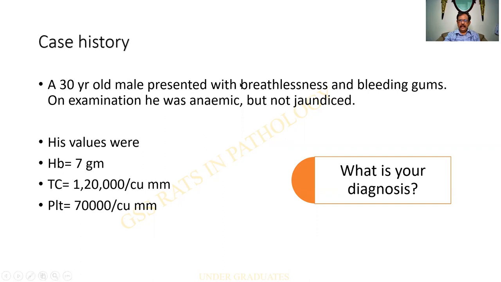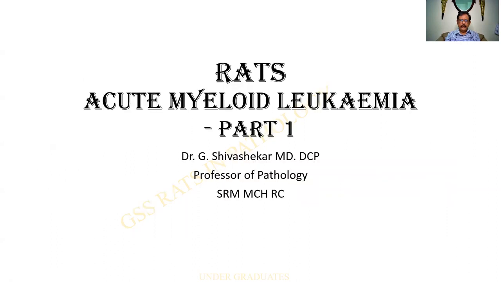The key words are here: breathlessness, bleeding gums, anemia, no jaundice, and total count 1.2 lakhs. So, what is your diagnosis? Platelets are also reduced. The diagnosis is AML, acute myeloid leukemia. The reasons are as will be shown.